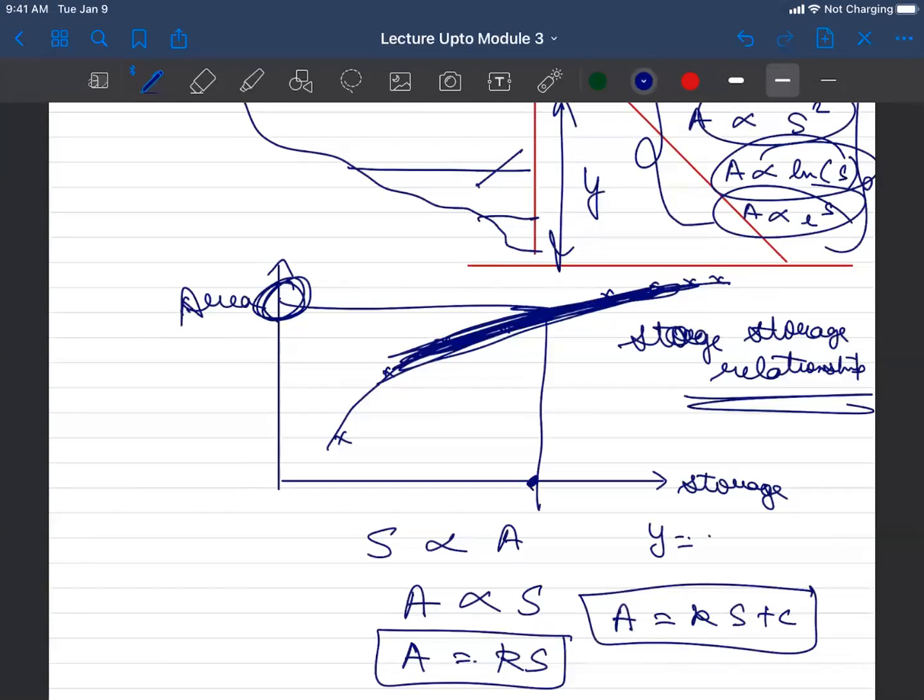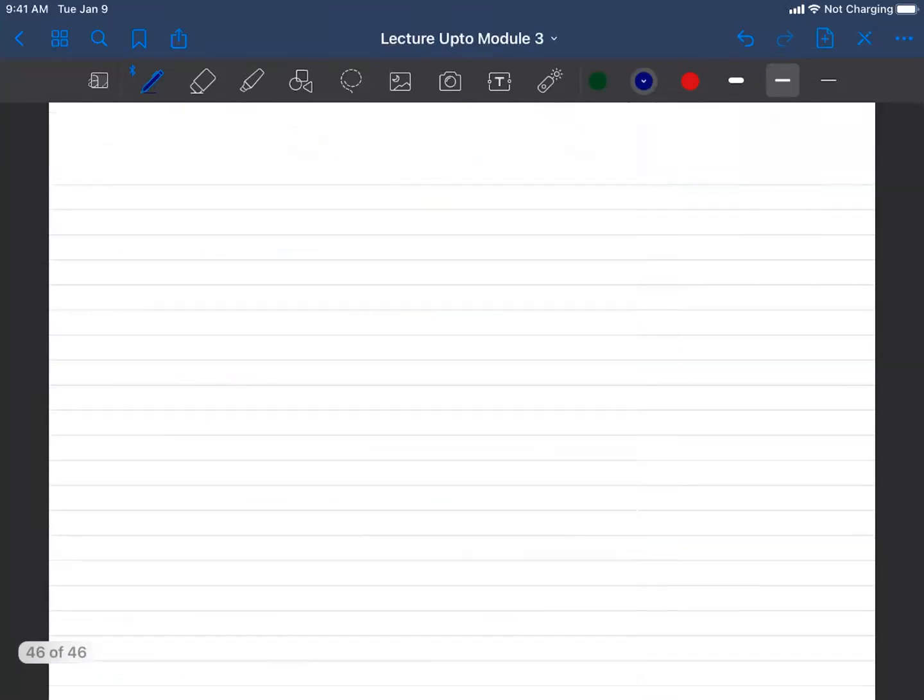Because Y is equal to MX plus C, right? Same equation. So that would mean that if you give me a storage, I should be able to determine area given that I know this K. And this C is interesting. This C is, of course, an intercept. But the way we calculate this intercept is a little bit different, and I want to bring your attention to that.